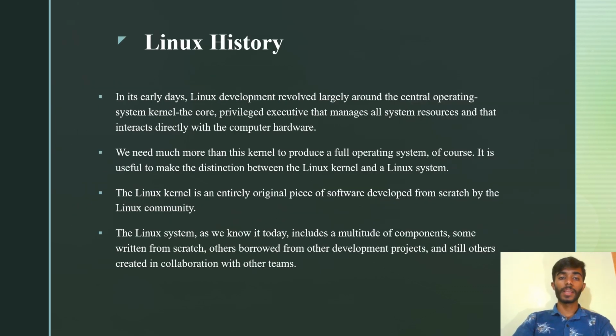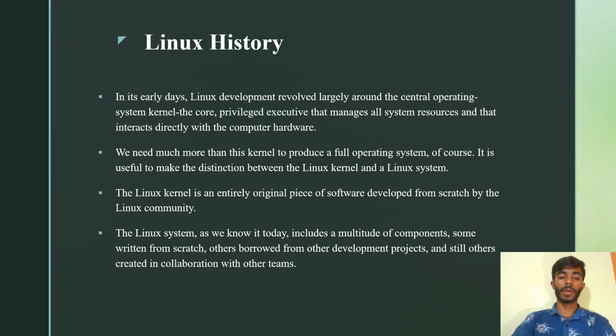In its earlier days, Linux development revolved largely around the central operating system, the kernel core, the privileged executive that manages all system resources and interacts directly with the computer hardware. We need much more than this kernel to produce a full operating system. Of course, it is useful to make the distinction between the Linux kernel and a Linux system. The Linux kernel is an entirely original piece of software developed from scratch by the Linux community.